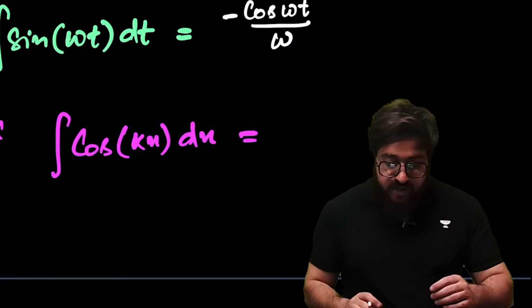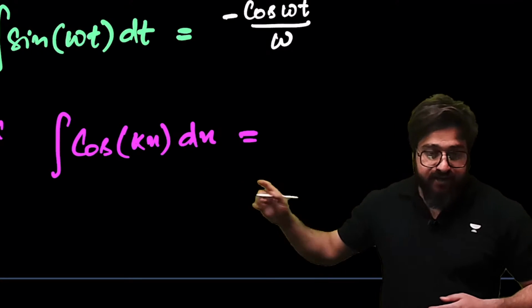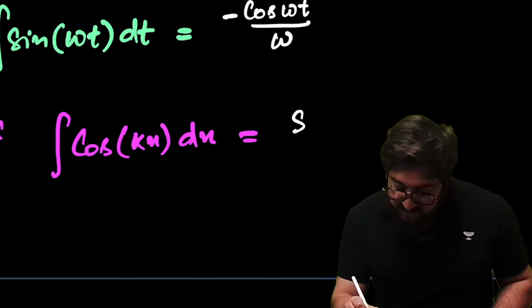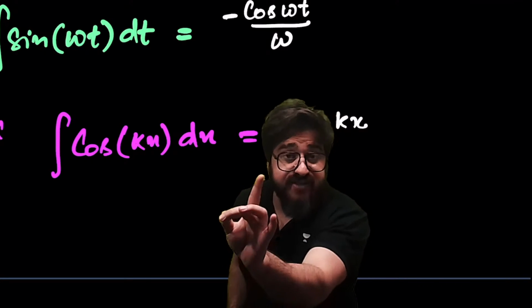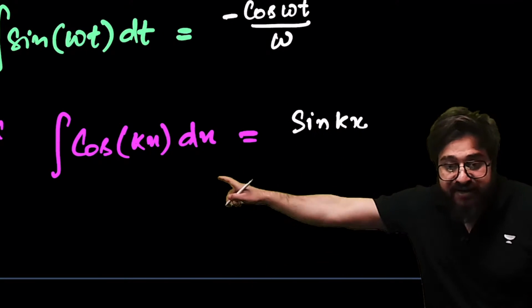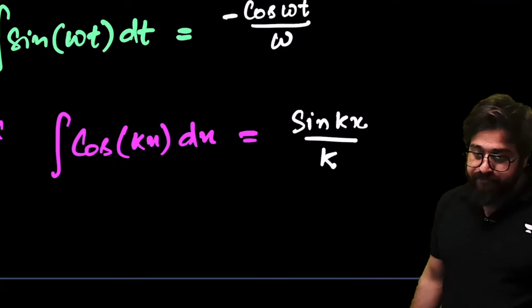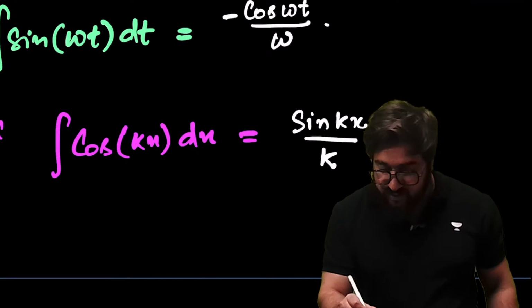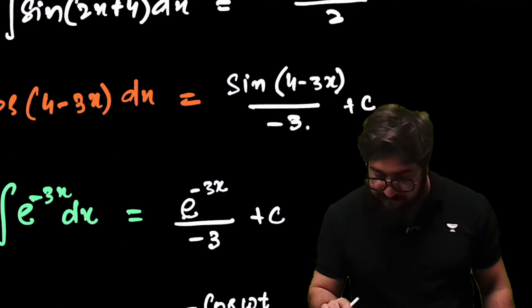Simply in this case, when it comes to cos of kx, the integration of cos of kx is sine of kx, because integration of cos is sine, divided by the coefficient of x. What is the coefficient of x over here? That is k. Okay, write plus c, always. Whenever you have no limits, you write plus c.